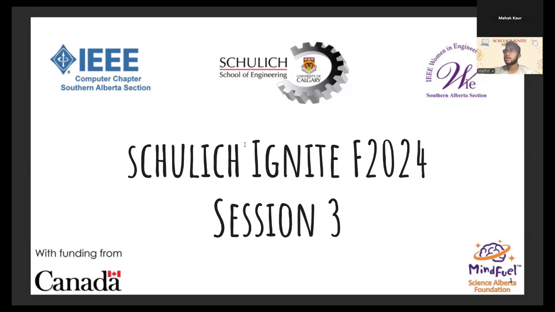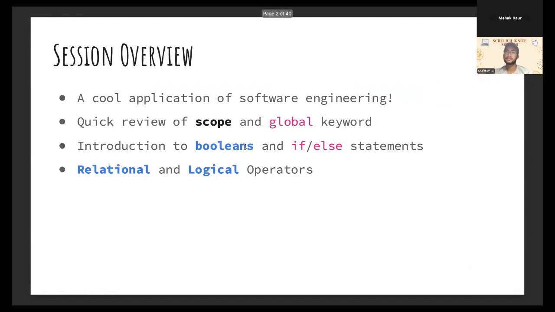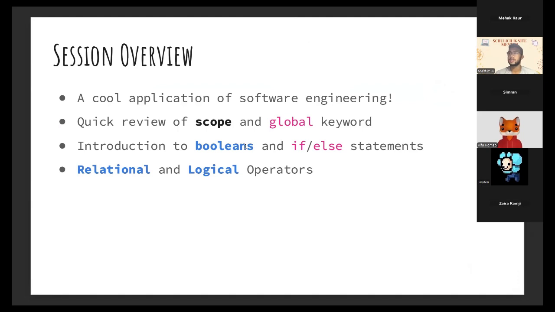So today we are going to do session three. This is the plan for today. Session overview: we're going to quickly talk about a cool application of software engineering, just to get you motivated to learn more and understand how you can use the skills you're learning, and stay motivated to keep learning. Then we're going to do a quick review of scope and the global keyword. And we're going to do an introduction to Booleans, if and else statements, and relational and logical operators.